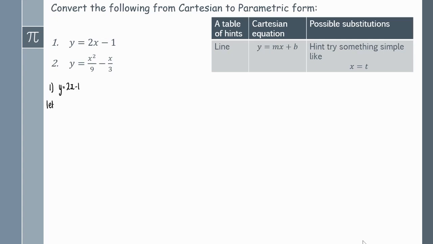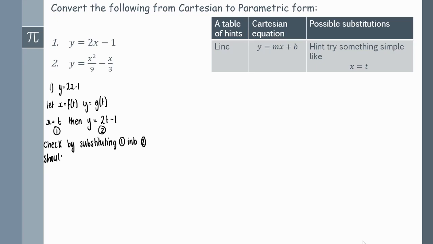Example 1, we have the Cartesian equation y equals 2x minus 1. We need to find x as a function of time and y as a different function of time. So I'm just going to say, let's let x equals t. Then y would be, well, wherever you see an x, put a t in the Cartesian equation, we'll get y equals 2t minus 1. So very quickly, I've found my Cartesian equation and I've changed it into two parametric equations.